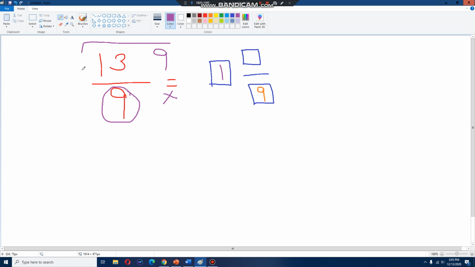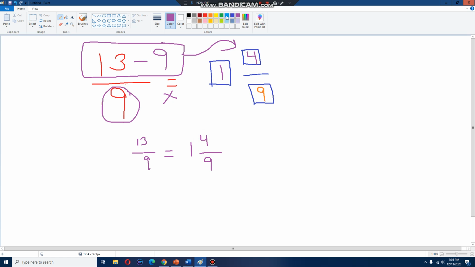And now what do I do with these two numerator numbers here? You subtract them. 13 minus 9, and the answer will be my numerator. And that is 4. And there we go. 13 over 9, when I turn it into a mixed fraction, is 1 4/9.